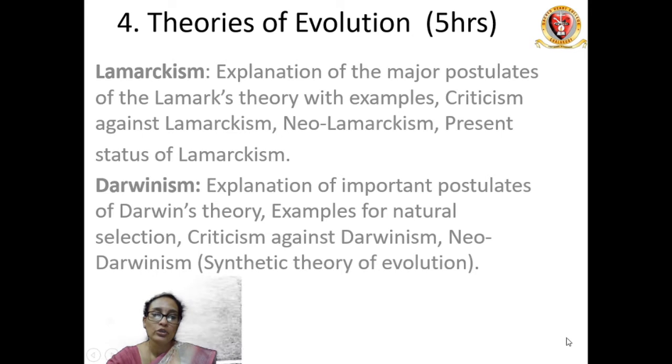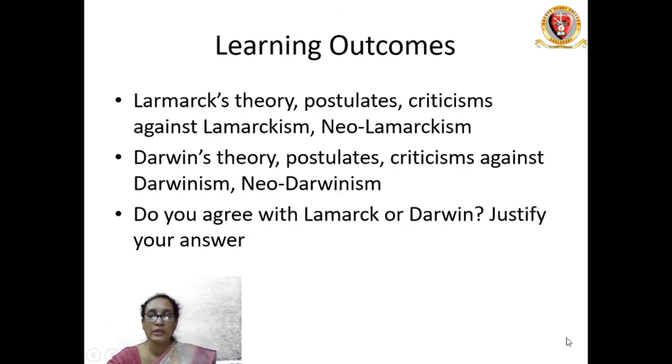Now in this unit, you are expected to learn the following. You are supposed to know what Lamarck's theory is, what were the postulates of his theory, what were the criticisms against Lamarckism, and there were a new group of people who supported Lamarck and tried to give explanations, and these people were called the neo-Lamarckists. Similarly, you should know what Darwin's theory is, what were his postulates. There were criticisms against Darwin, and people who supported Darwin later called neo-Darwinists.